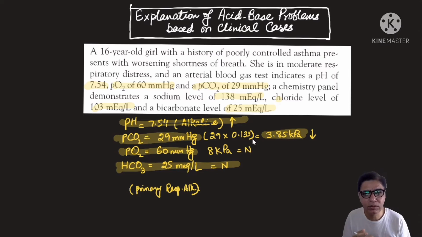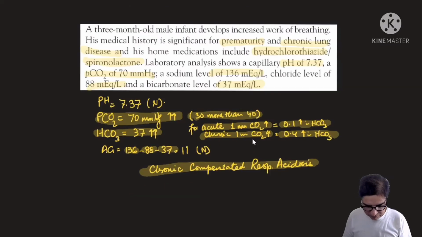How should the body compensate for it? The body should compensate by making a metabolic adjustment. So the metabolic adjustment would be on the opposite side. The body would try to filter out more bicarbonate, so bicarbonate levels will be brought down to compensate, but that has not happened. So this is an uncompensated respiratory alkalosis. Okay, moving on to the second example here.